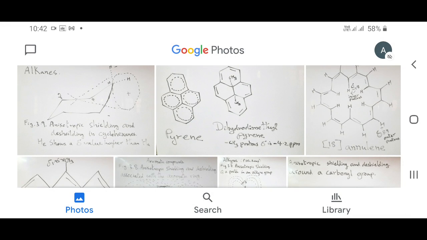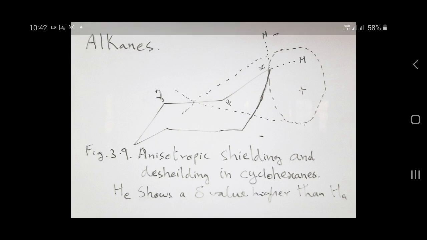So let us see a few more examples. Just like the anisotropic shielding and deshielding effect offered by the circulation of pi electrons, the anisotropic shielding and deshielding effect can also be offered by the circulation of sigma electrons. In a carbon-hydrogen bond, we have a sigma bond only. In an organic molecule with a carbon-carbon single bond, the sigma bond is made out of 2 electrons. So just like the pi electrons, the sigma electrons can also circulate, and when such a molecule is placed in a magnetic field, the circulation of sigma electrons can also produce a secondary magnetic field.